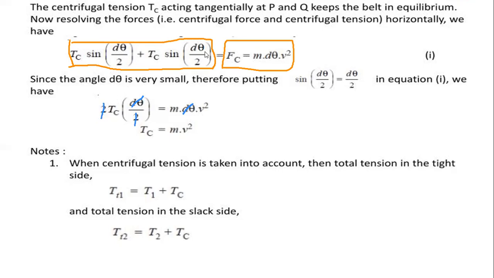So we obtain only Tc here. Tc is equal to mv square. So finally, we have got the equation Tc is equal to mv square. That is the centrifugal tension.